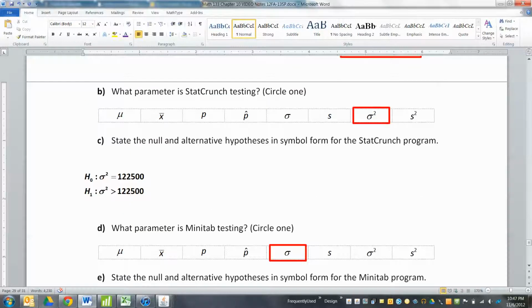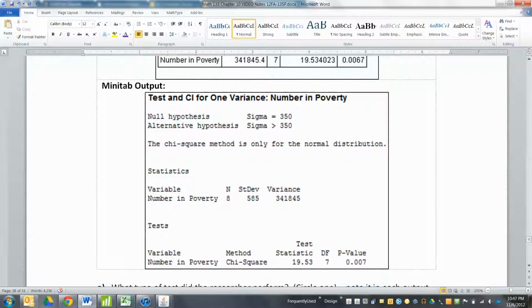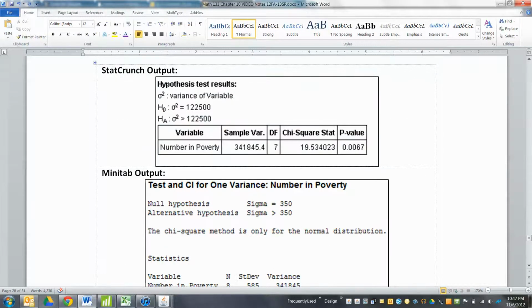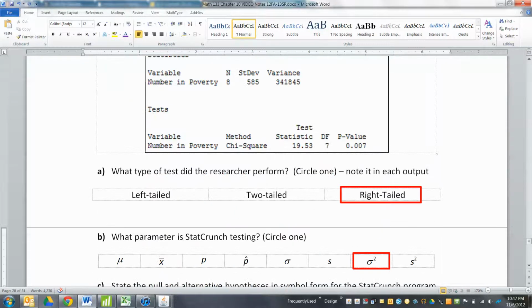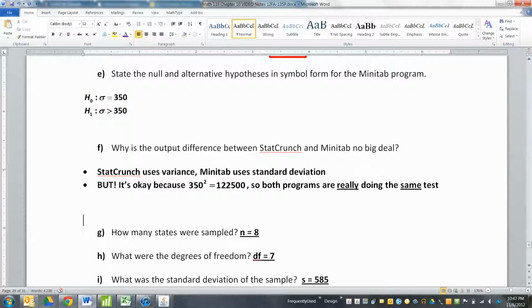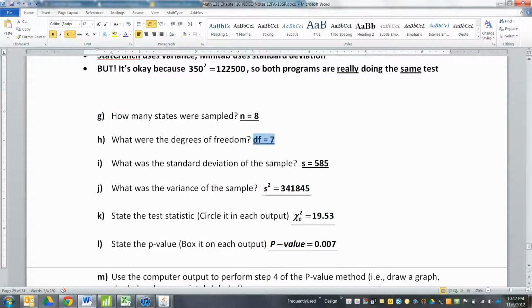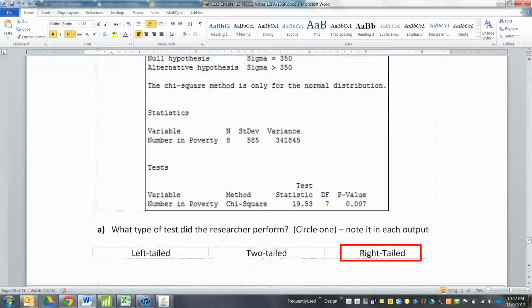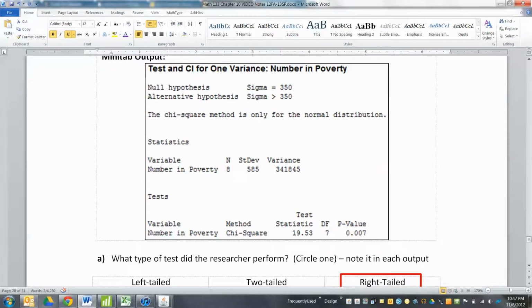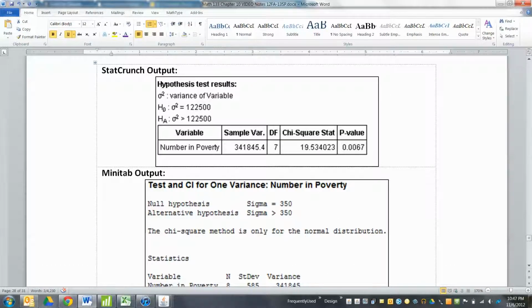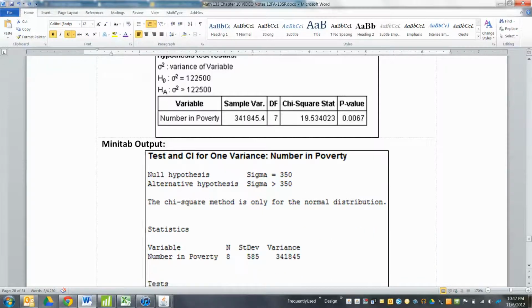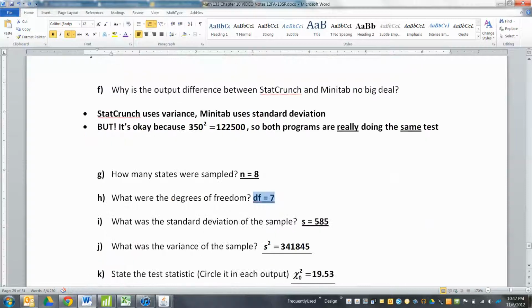All right, how many states were sampled? Looks like n is 8 right here. Down here you can see the degrees of freedom is 7, which means n must have been 8, because remember, degrees of freedom is n minus 1. The standard deviation here is 585, and here they didn't give it to you. They gave you the variance, so you could take the square root of that with your calculator or Excel to find the standard deviation. It should be around 585.